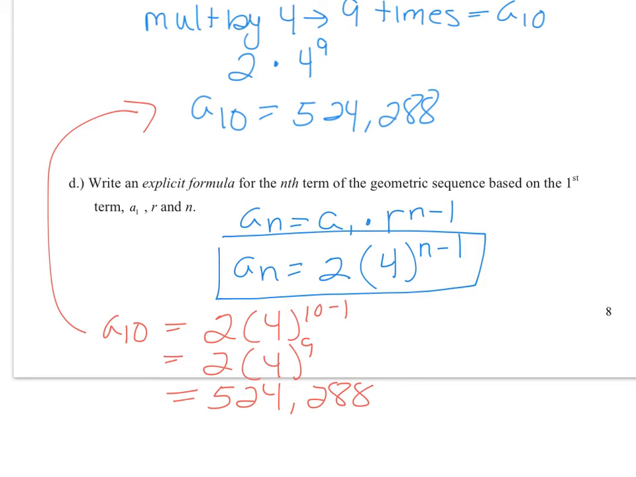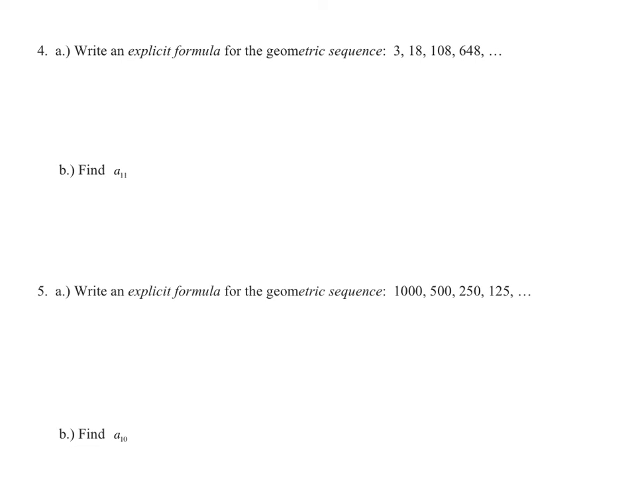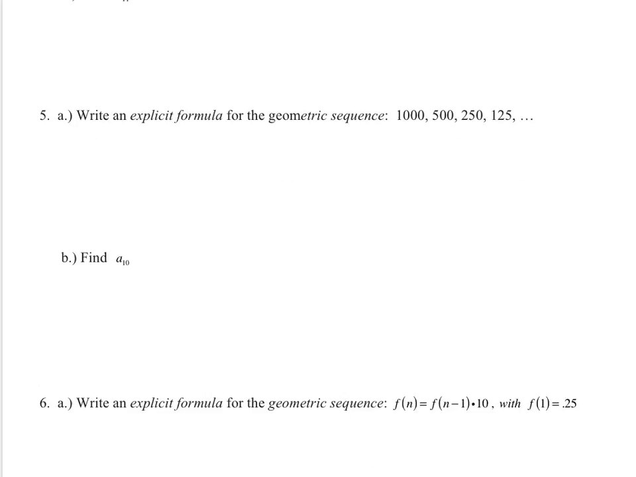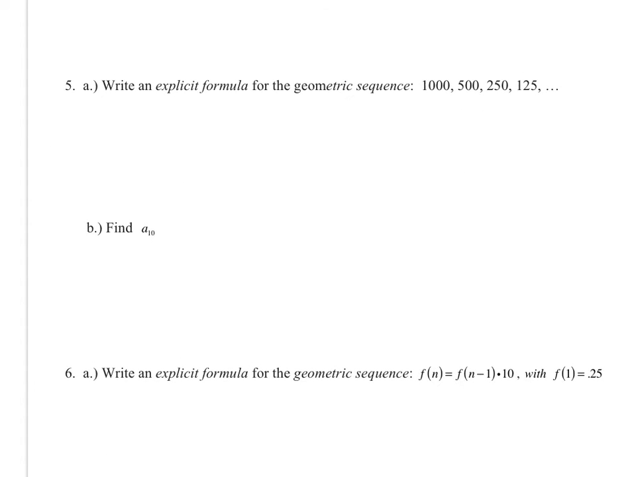All right, let's take a look at the next page, please. Let's go down to number 5. Write an explicit formula for the geometric sequence. Okay, in order to write an explicit formula, it's got to be in the form of a sub n equals a sub 1 times r raised to the n minus 1. So I need to know who a sub 1 is, and I'm going to need to know who my r is.